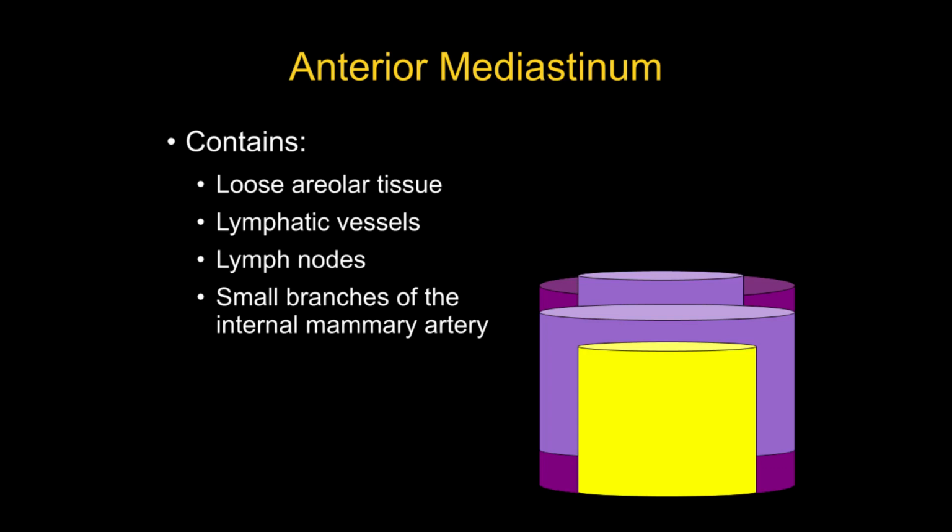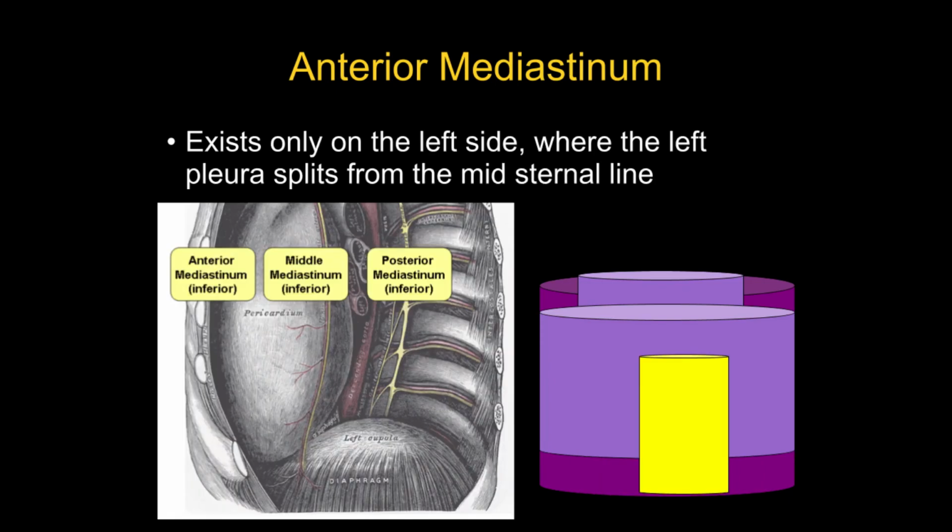What's inside? Nothing much. A bit of fatty tissue, a bit of lymphatics and lymph nodes, and some small branches of the internal mammary artery. Now, to put it into context, the anterior mediastinum does not exist everywhere. It is only seen on the left side, where the connective tissue wrappings of the left lung, or pleura, split from the mid-sternal line. So it's slightly left of center.